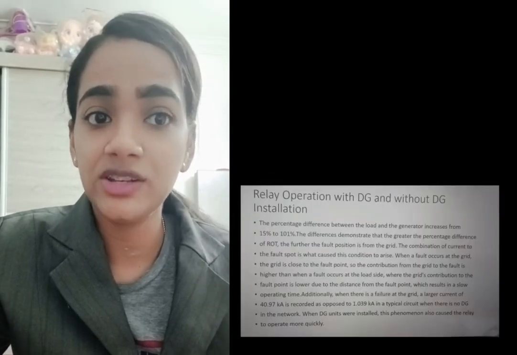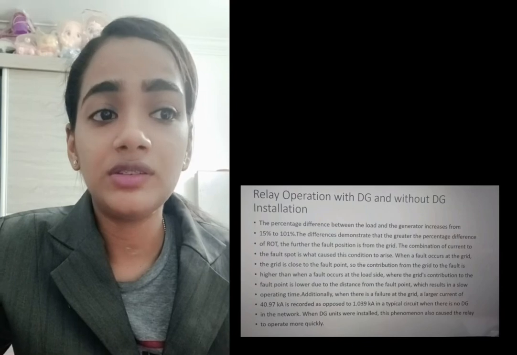Next is the relay operation with DG and without DG installation. The percentage difference between the load and generator increases from 15% to 101%. The differences demonstrated that the greater the percentage difference of ROT, the further the fault position is from the grid. The combination of the current to the fault spot is what caused this condition to arise. When a fault occurs close to the grid, the contribution from the grid to the fault is higher than when a fault occurs at the load side. When the grid's contribution to the fault point is lower due to the distance from the fault point, it results in a slow operating time.